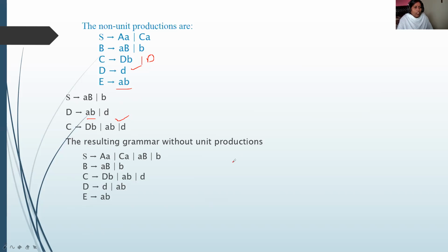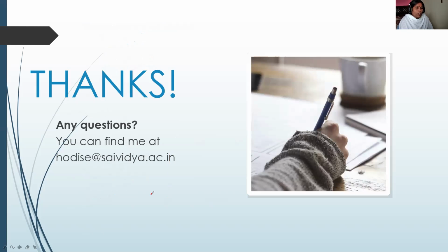So the resulting final grammar without unit productions. Do we have any unit productions in this grammar? No. Check here. We don't have any unit productions. We have eliminated the unit productions from the given grammar.